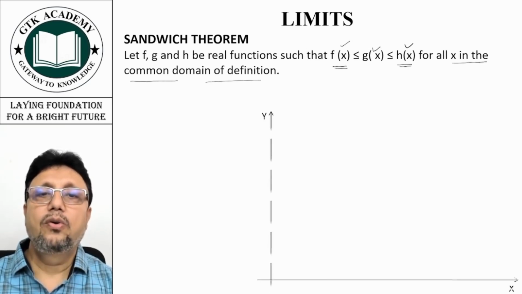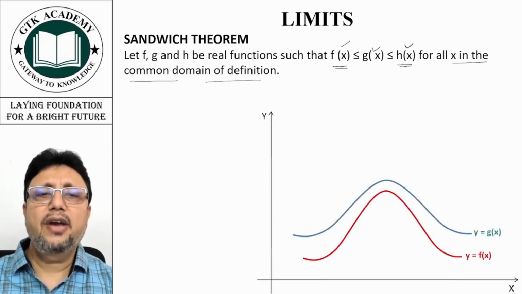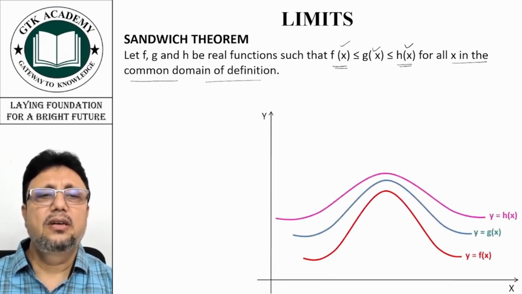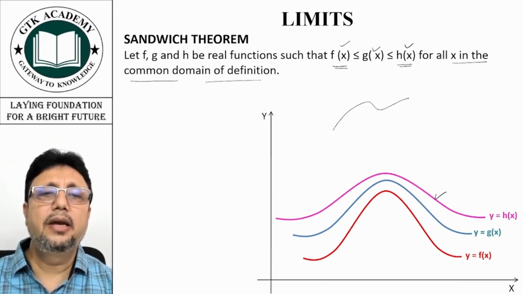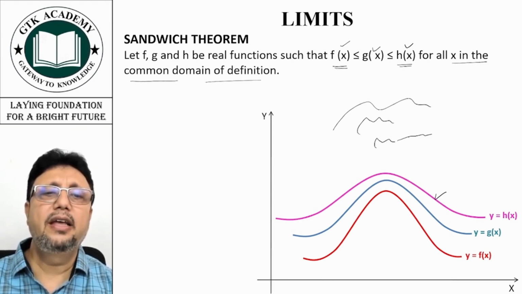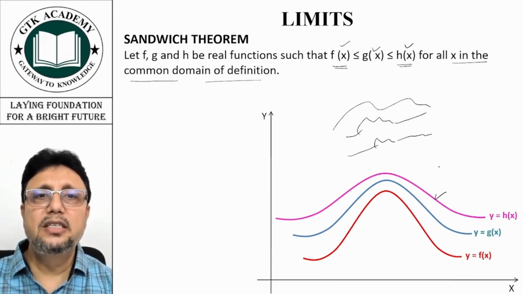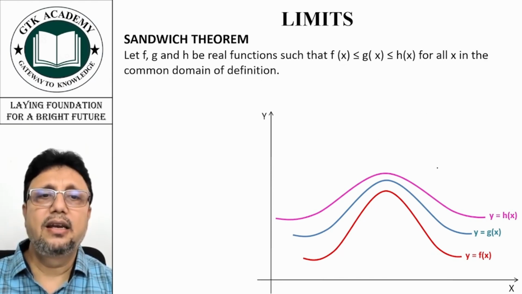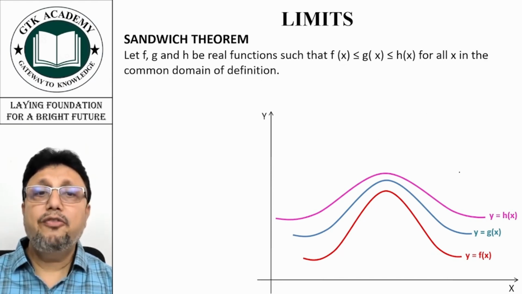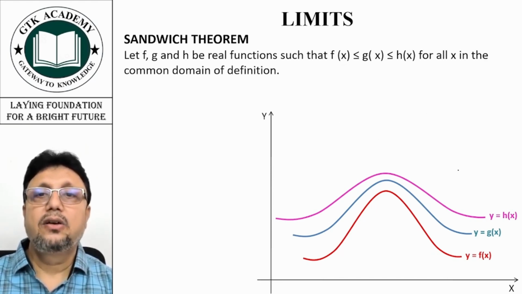Now, their graph can be like this. It's not necessary that they have to have this shape. They can be something like this, something like so. It can be of any other shape. It's not necessarily what I have shown here. I've just shown it for a good depiction so that it is easy for you to understand. So their graph can be like this.